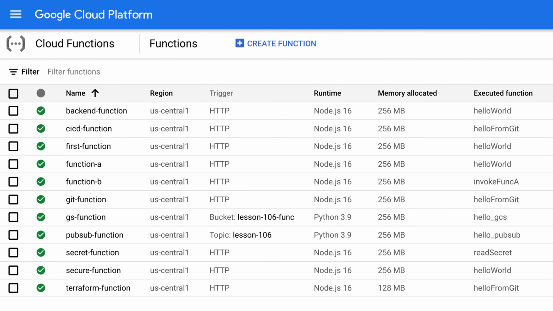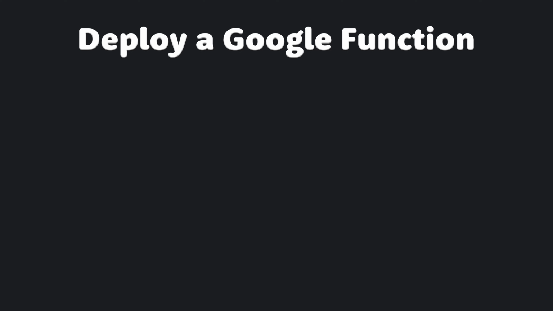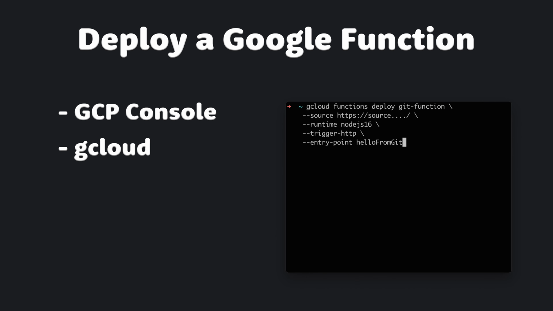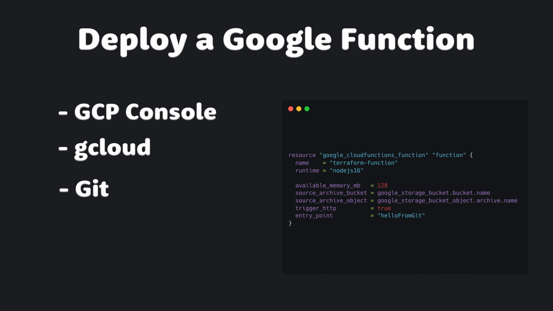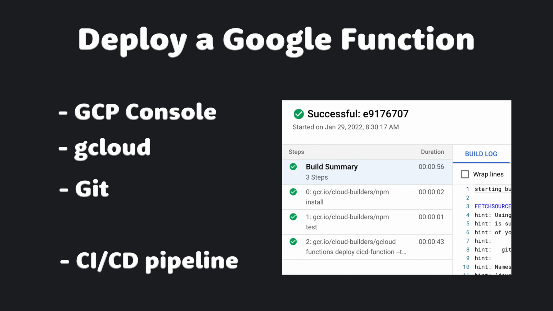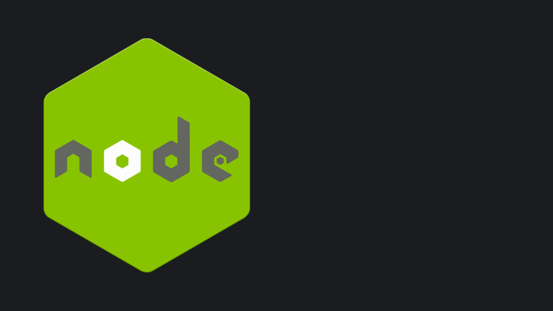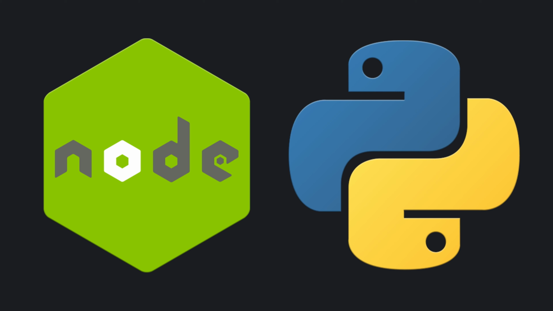In this video, we will create 11 Google Cloud functions. I'll show you multiple ways to deploy functions. We will be using UI, gCloud CLI, Git, Terraform, and at the end, we will build a CI/CD pipeline that will be triggered each time you update the function. We will use Node.js and Python to create all of those functions.